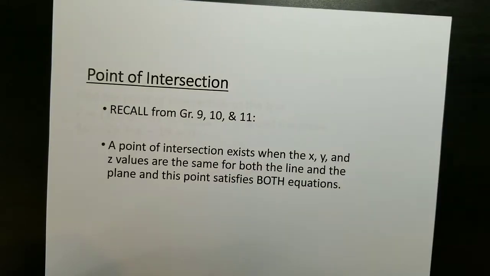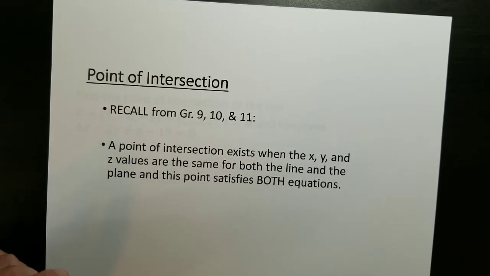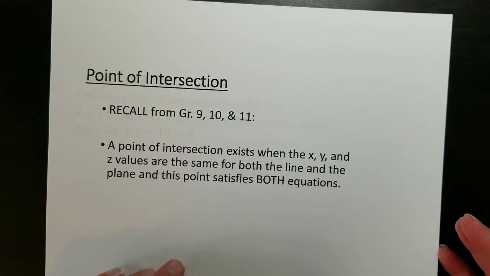Okay, just to clarify what we're talking about in terms of points of intersection, that is the point where the x, y, and now z, because now we're in R3 and looking at that third dimension, are the same, so the point exists both on the line and on the plane. So this one point or multiple points would satisfy both equations. That's what we're really looking for.